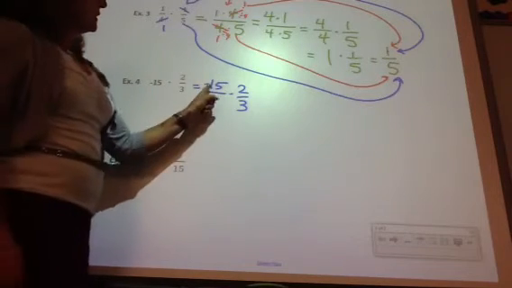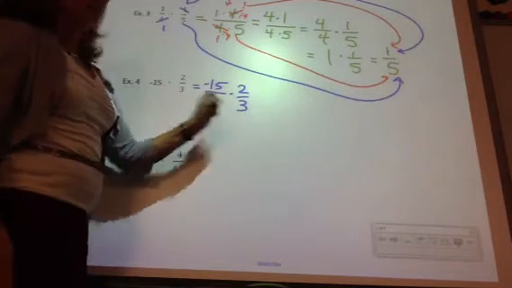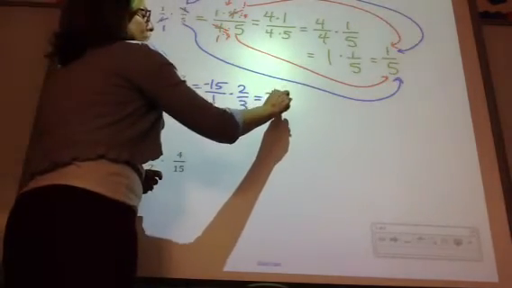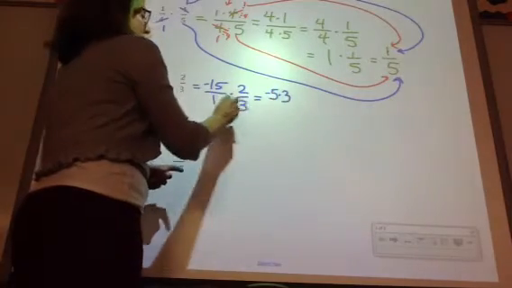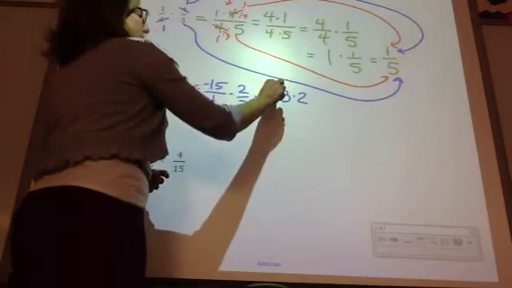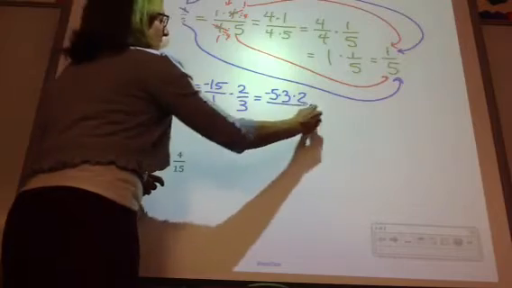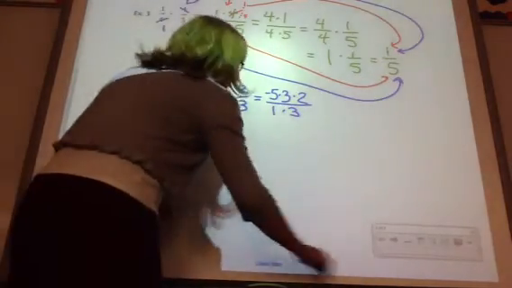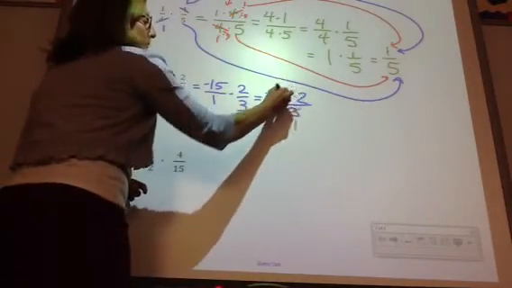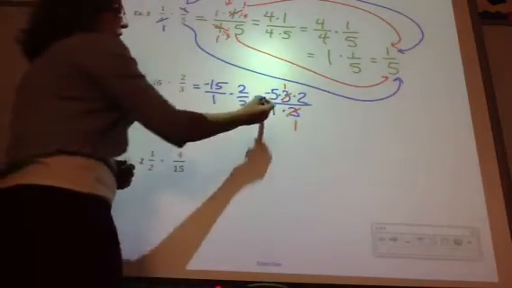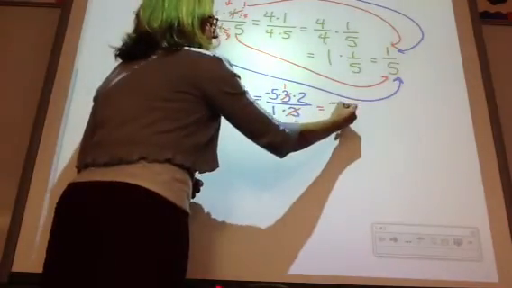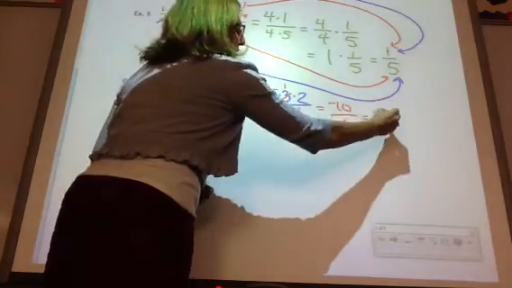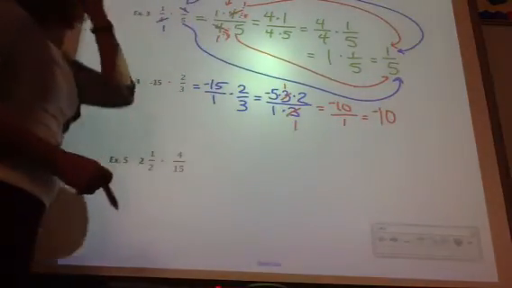Now, is there a common factor with 15 and 3? Yes, there is. So I could rewrite that as negative 5 times 3 times 2. Okay, this is the negative 15, and I'm just putting them together. And then I could say that that's 1 times 3. So now I can divide out the 3's. And I'm left with just negative 5 times 2 is negative 10. 1 times 1 is 1. And that's negative 10 over 1, which is negative 10.